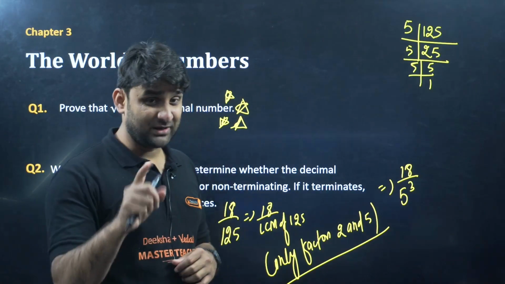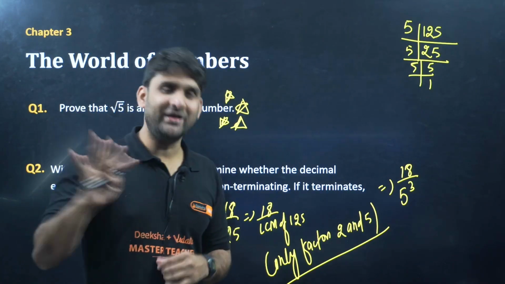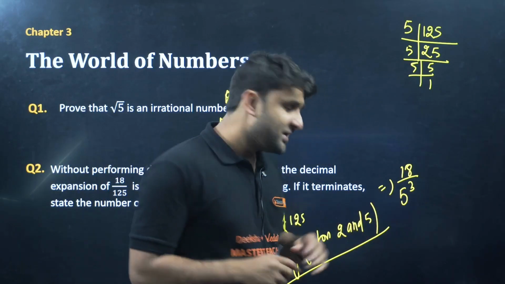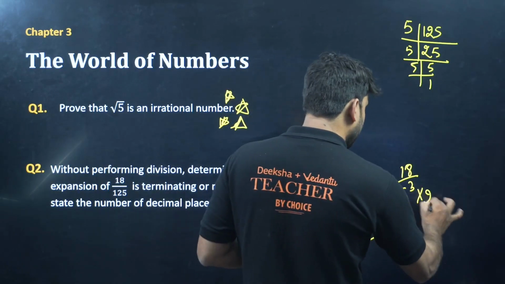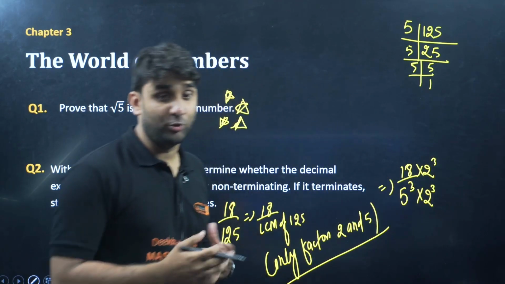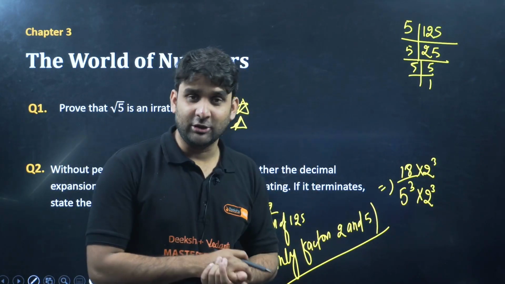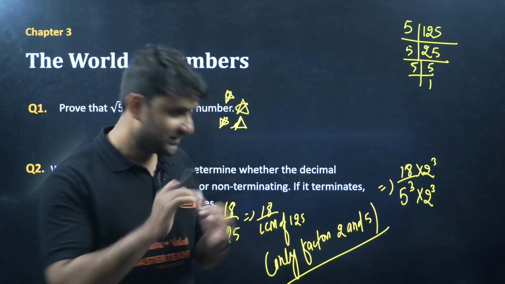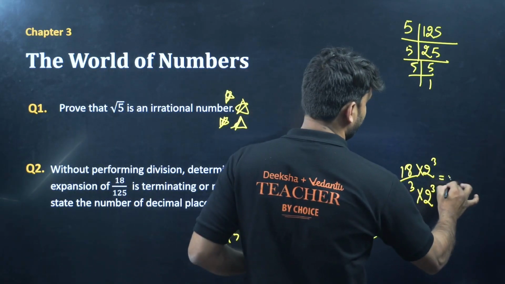My dear champion, very easy. So do one thing. If this is 5 cube, if I multiply the numerator and denominator by 2 cube, is there any problem? No problem, sir. This mathematical operation we can apply to both numerator and denominator. So what is the benefit of this?